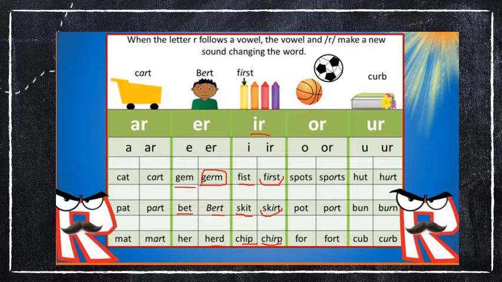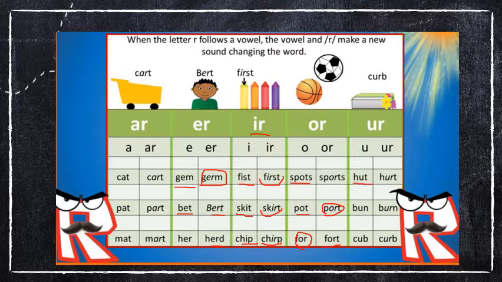Now we move to the OR. The first word I have is spots. When I add the R, for example, it becomes sports. Pot, port. For, fort. The same happens when we add the letter R beside the vowel letter U.